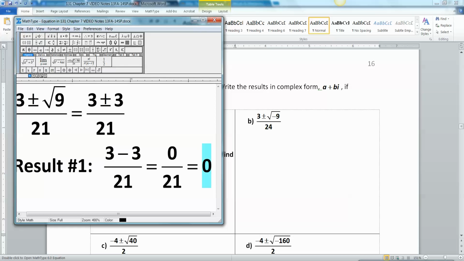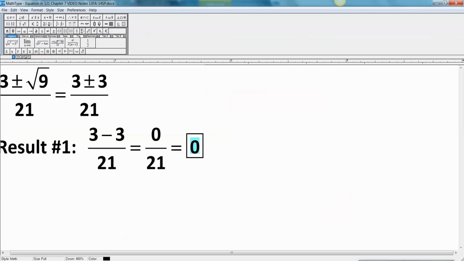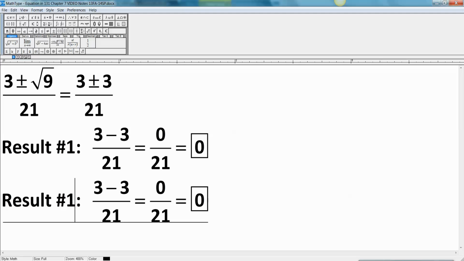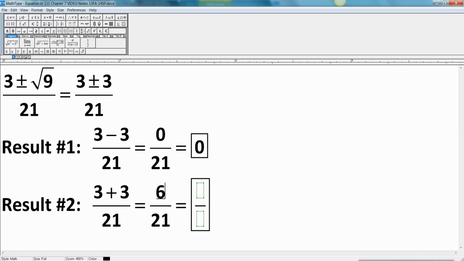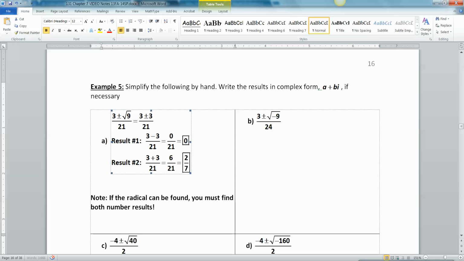Then you have to find answer number 2, which is 3 plus 3 over 21, which is 6 over 21, which is a fraction. Let's see. 6 is divisible by 3 2 times, and 21 is divisible by 3 7 times. So there are your two results.